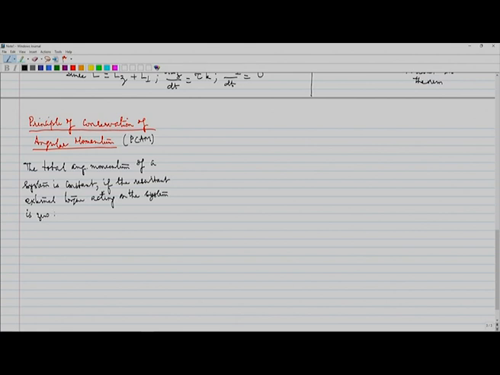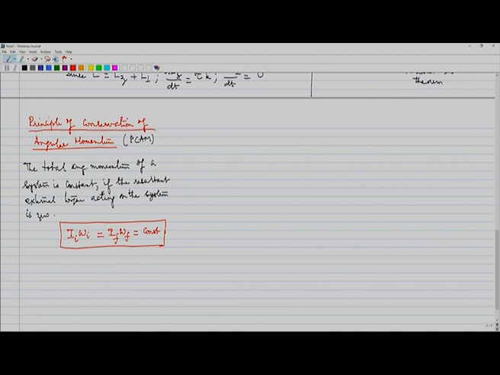Now we are considering symmetric rigid bodies, therefore the initial angular momentum is the same as the final angular momentum, I times omega is equal to constant. This is a statement of angular momentum conservation.